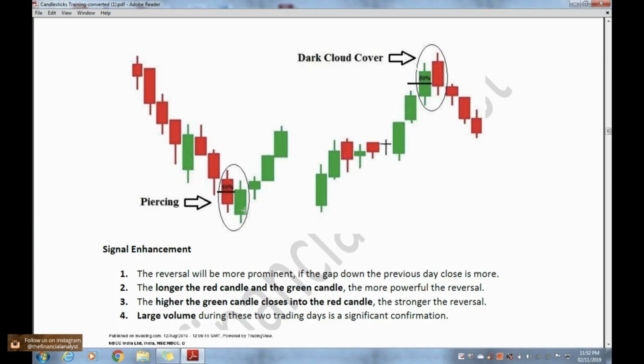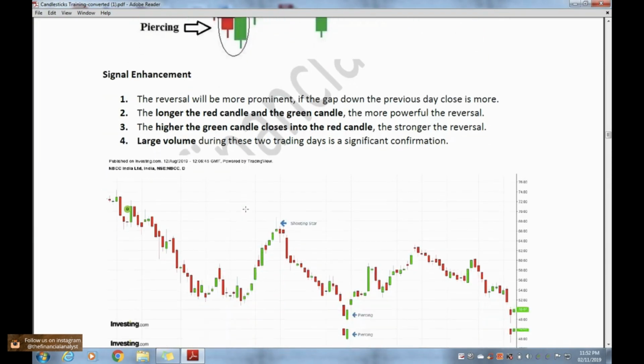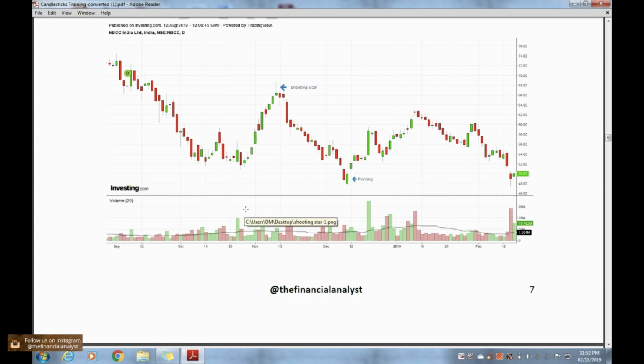So let us get into some examples so you can get a better understanding of how the piercing pattern functions. This is an example of NBCC, the government enterprise in construction and capital goods. We have seen that the prices are falling, so condition number one is satisfied: there is an extended downtrend. Condition number two, at the end of the downtrend, we will see a big red candle. That is being satisfied, and this will be candle number one, the bearish candle.